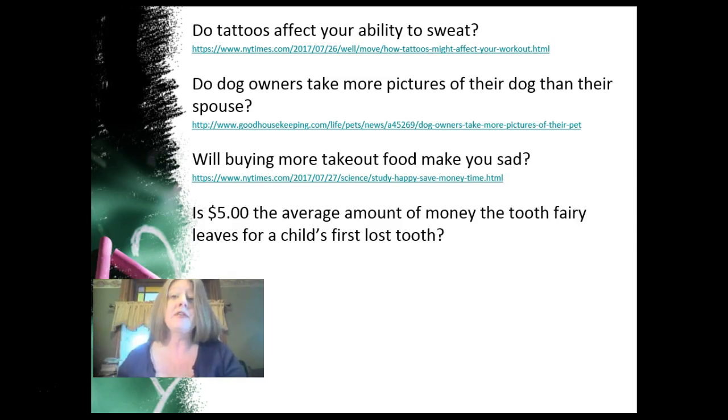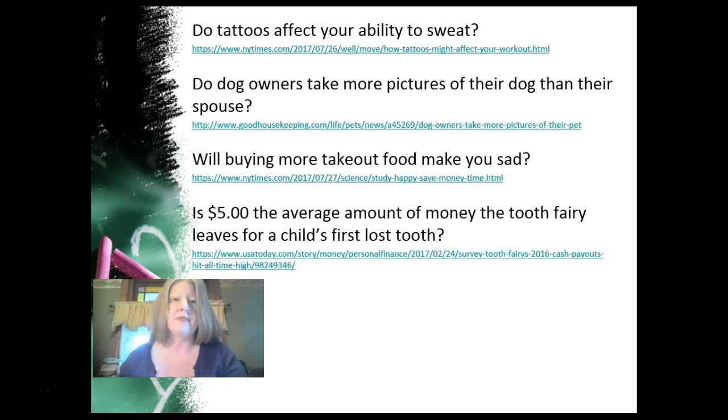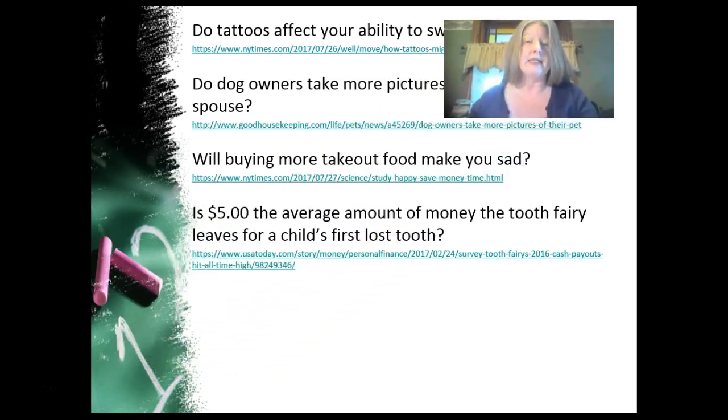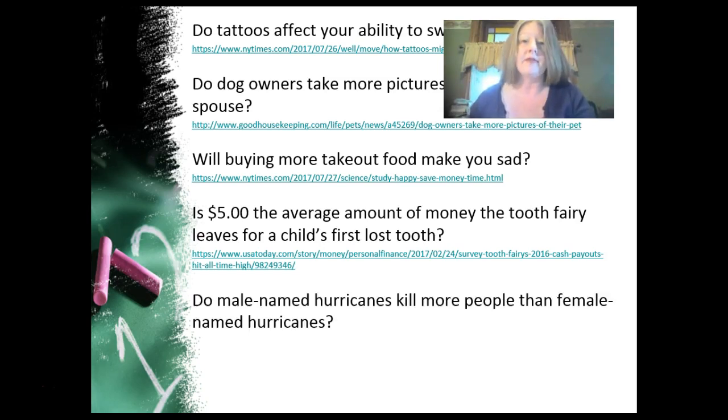Is $5 the average amount of money the tooth fairy leaves for a child's first lost tooth? So I remember when I lost my teeth when I was young, and if I got $1, that was a really big deal. My dad collected coins and often would give us silver dollars. We thought that was really neat. Actually, this answer is no. The actual amount is higher than $5, if you can believe that. Maybe you can believe that. I couldn't believe that when I first read it, but it's a little bit higher than $5. It's less than $6, but higher than $5.